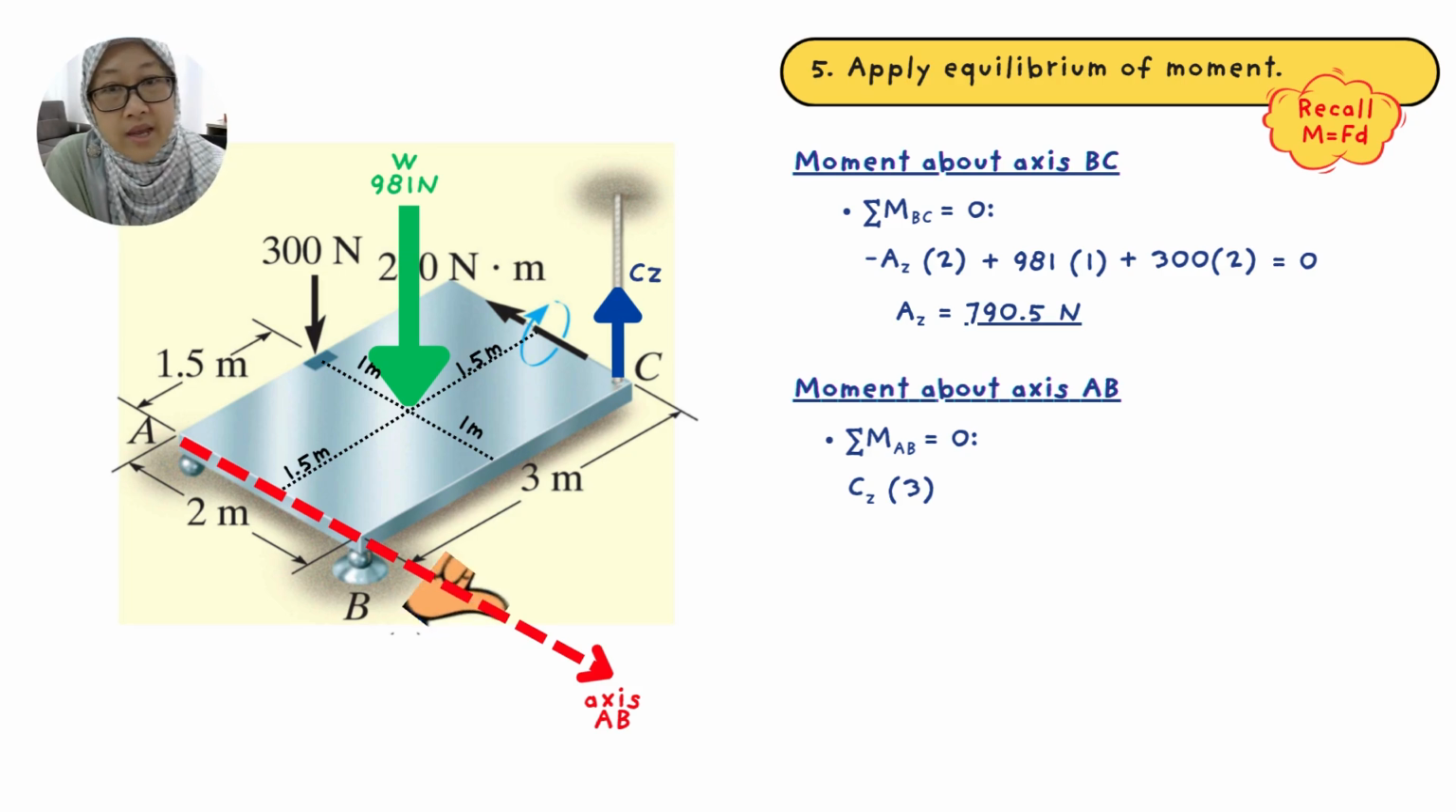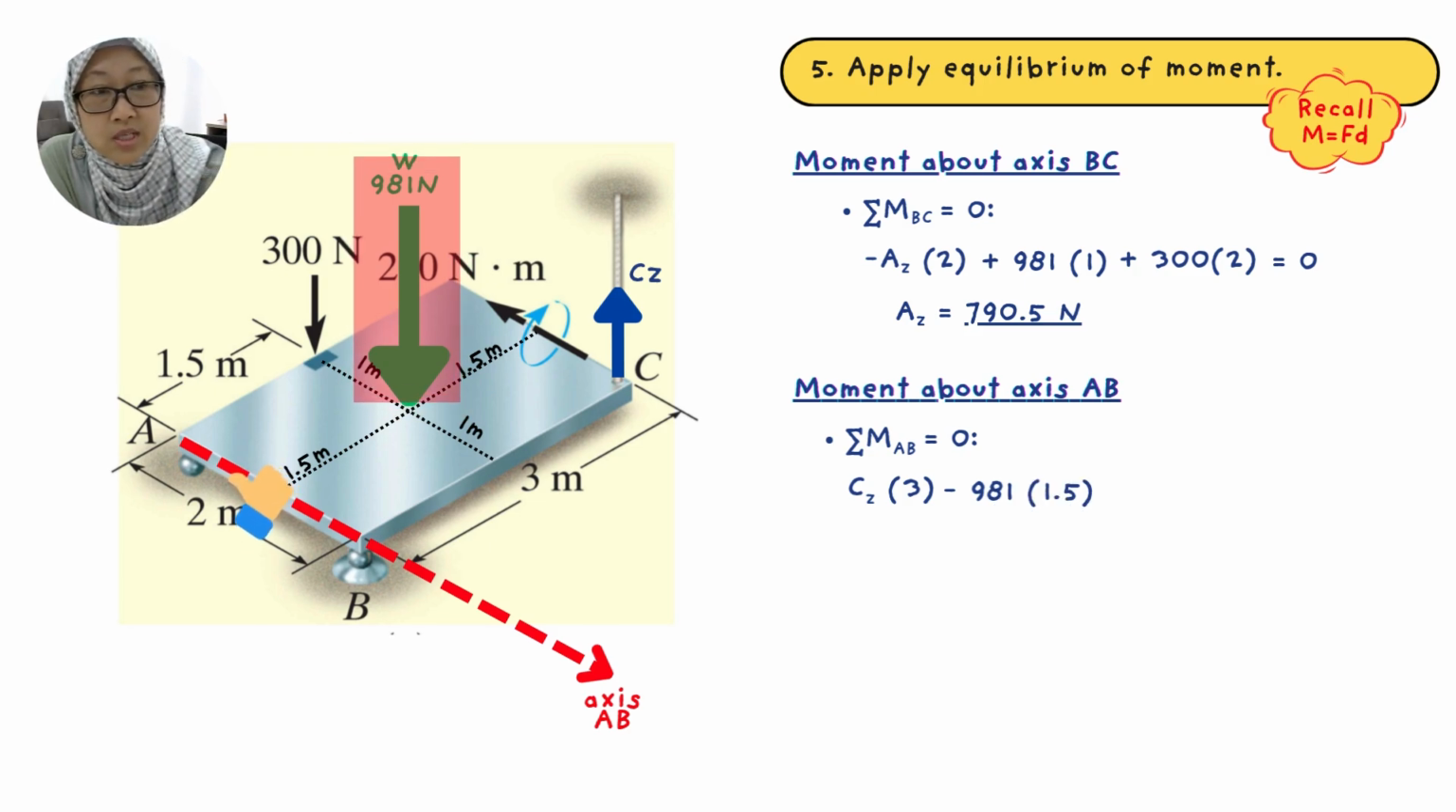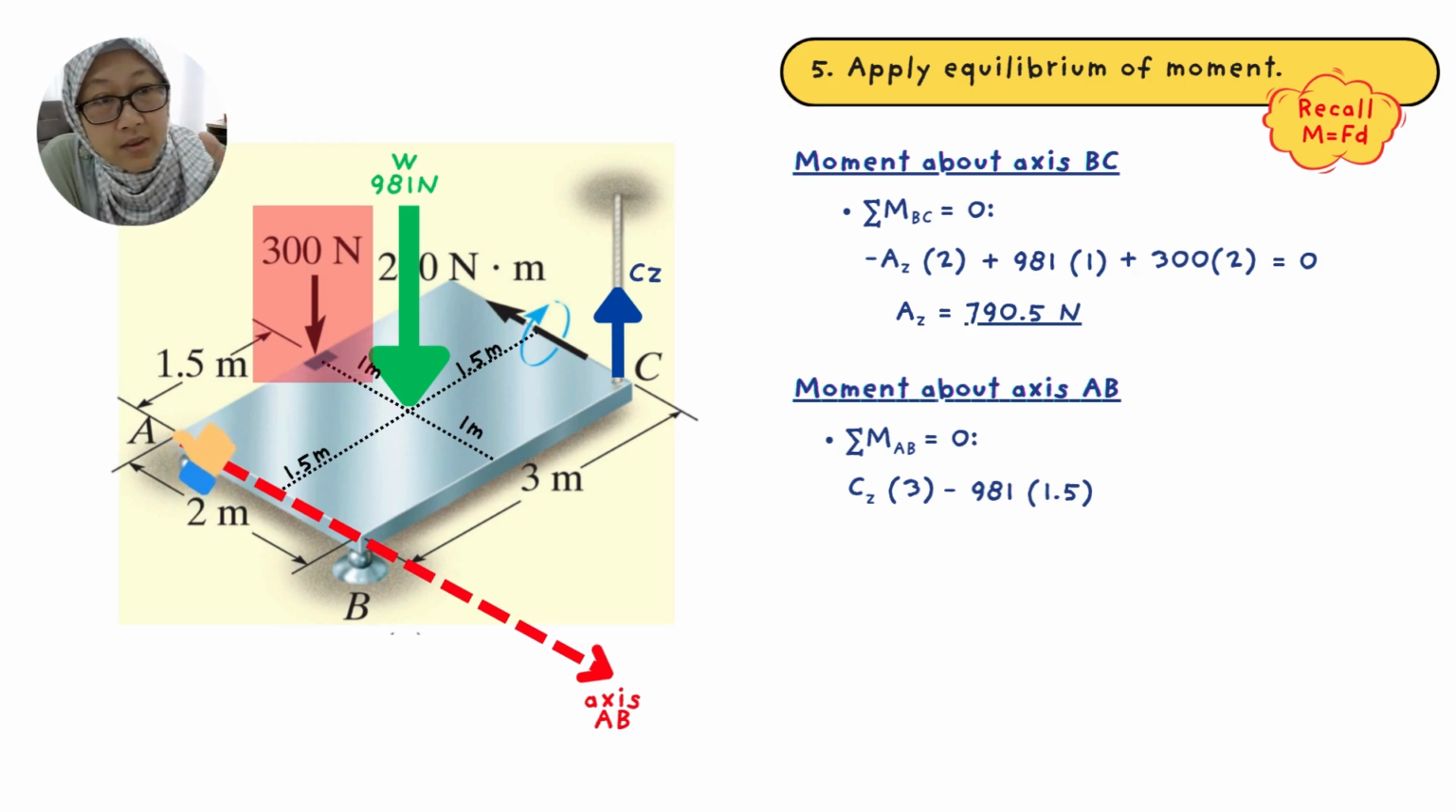Okay, so next, 981 is acting at a distance of 1.5 meters from your AB axis, and using your right hand rule, it is pointing to the negative AB axis. So therefore, in your equation, it becomes negative. Alright, and accordingly, your 300 Newton is acting downward. Using your right hand rule, your thumb is actually pointing to the negative AB axis. So multiply with the perpendicular distance of 1.5 meters.